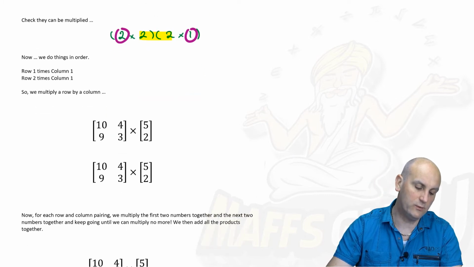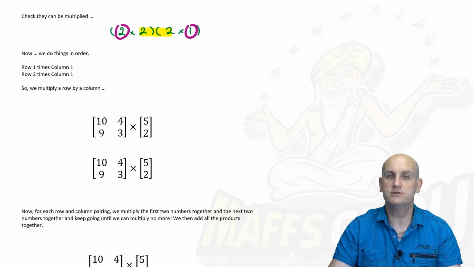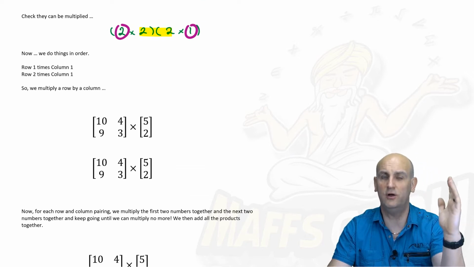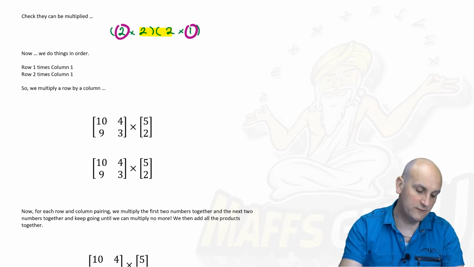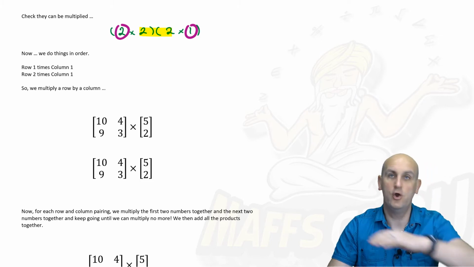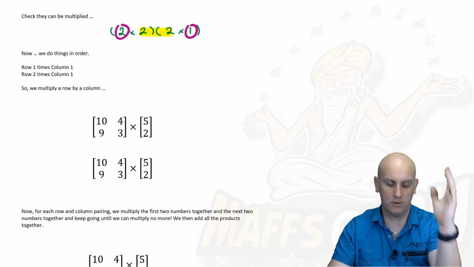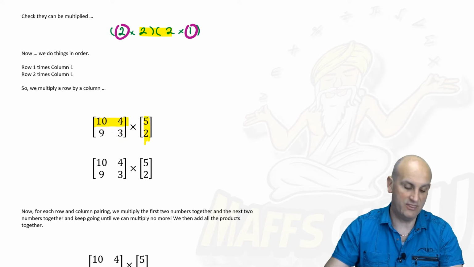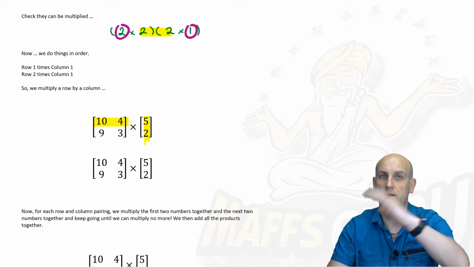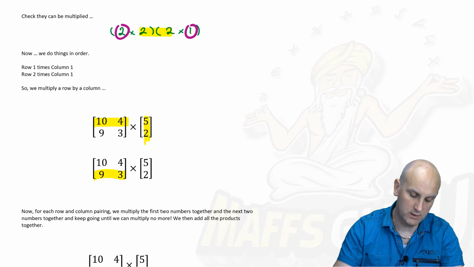How do we do this? Well, we actually do it in order. So we multiply rows and columns together. Step by step, I'm going to show you how to do this. So the first thing we do is we multiply row 1 by column 1. So row 1 by column 1. And then we do row 2 by column 1. Row 2 by column 1.